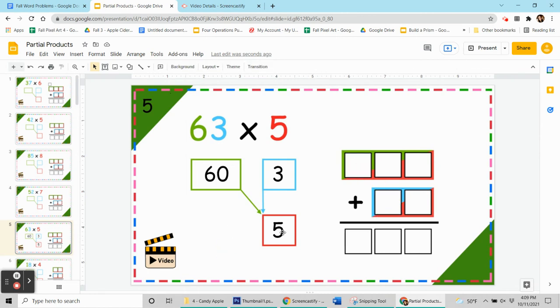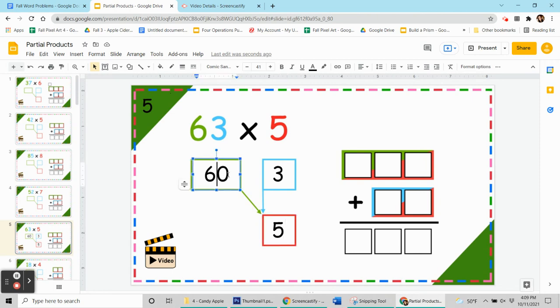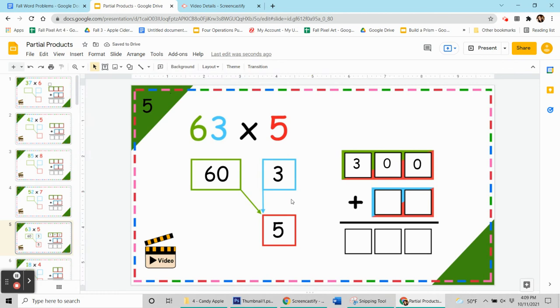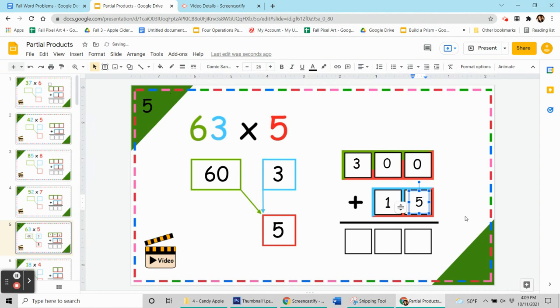For 60 times 5, anytime you're multiplying something where there's a 0, you're going to forget about it and just do 6 times 5 and then stick the 0 back in after. 6 times 5 is 30. And then we'll put that 0 back in. And then we'll do blue times red. 3 times 5 is 15. And now we're going to add.